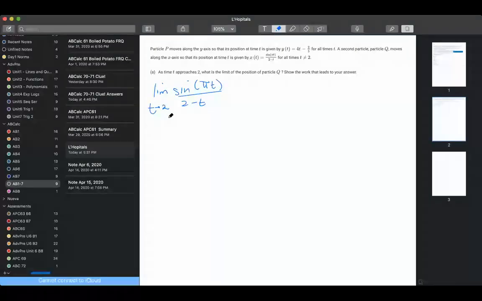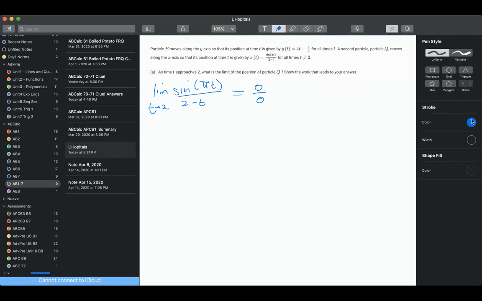And I know that when I plug in 2, sine of 2 pi is 0, 2 minus 2 is 0. You might be tempted to write equals 0 over 0, therefore L'Hopital's. The problem is this equal sign. This is an indeterminate form. It's not an actual number. So writing down that equal sign is mathematically invalid.